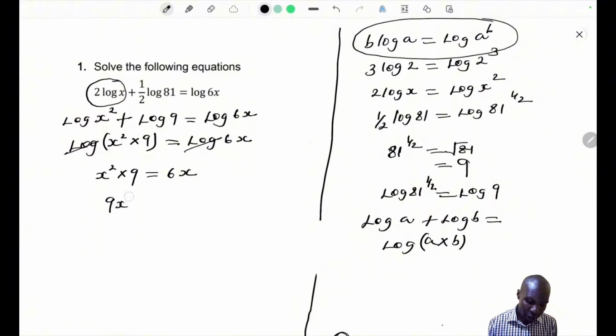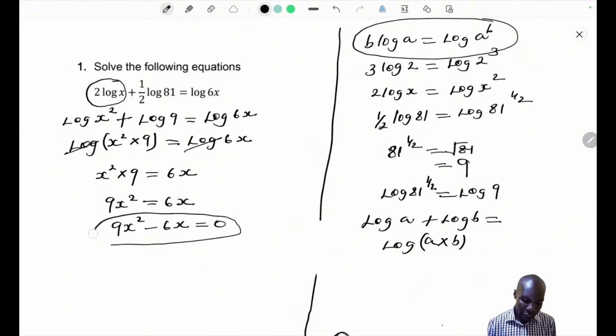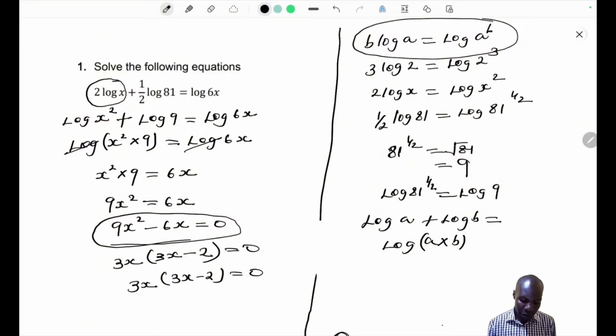This is 9x squared equals 6x. 9x squared minus 6x equals 0. So we look at the common factor here. The common factor is 3x, going into 9x squared 3x times, and into minus 6x, it goes there too, giving us 0. So we have got 3x into 3x minus 2 equals 0.